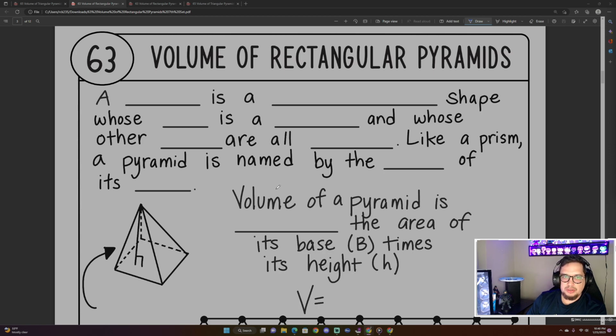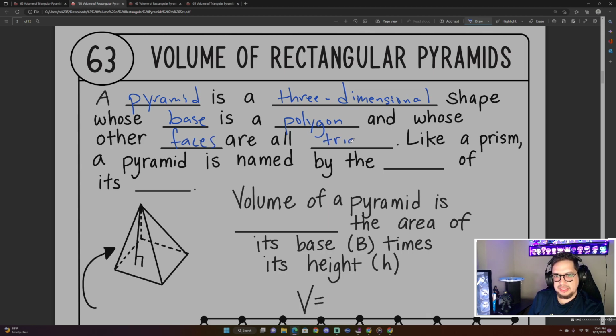Okay. So a little definition here: a pyramid. A pyramid is a three-dimensional shape whose base is a polygon. A polygon is just a closed figure with straight sides, and whose other faces are all triangles. So basically, it's one shape surrounded by triangles. And the triangles, of course, come up to create a point on the top, and that's what makes a pyramid. So like a prism, a pyramid is named by the shape of its base. So whatever the base is, that's what kind of pyramid it is.